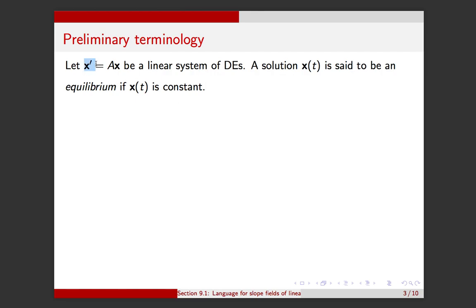So suppose you have a system of DEs like this. An equilibrium of that system is a solution, first and foremost, so you have to be a solution of the system to be in equilibrium, and furthermore, you must be constant. Again, that's the same definition that we used back in chapter 2 and that we got so much mileage out of back in chapter 2, except now this x is bold, and it wasn't bold back in chapter 2.